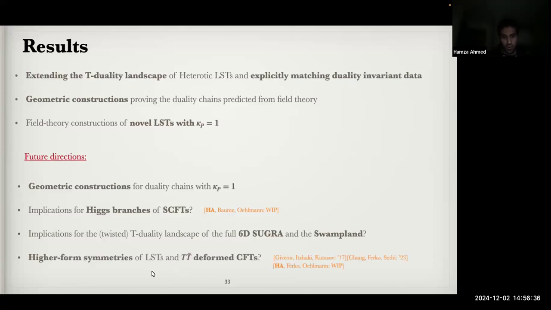Then finally, we have some work going on with Christian, who's a Chicago PhD student, regarding the relation studied in these two papers between LSTs on a T4 and TT-bar deformed CFTs, to see what the signature is of these higher form symmetries of LSTs in these theories, and in particular in their bulk duals. So LSTs have bulk duals, and what is the realization of that in that case? Cool. Thank you for your attention.